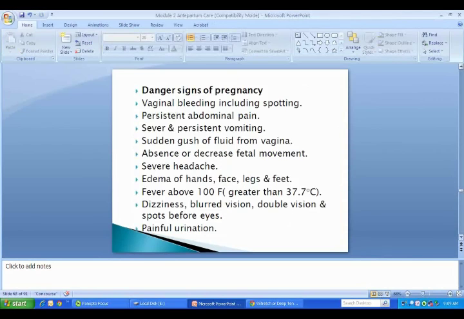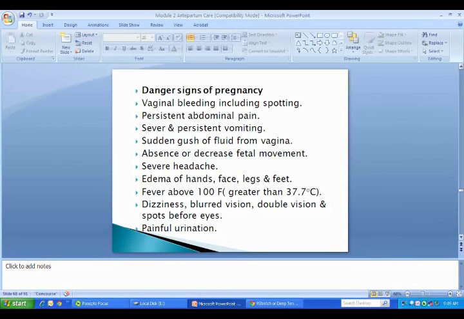Danger signs in pregnancy: vaginal bleeding, including spotting, especially in early pregnancy, because we're worried about ectopic pregnancy. Vaginal bleeding later might be a sign of an impending preterm labor. Could be placenta previa. It could be placenta abruptio, and those are all discussed in pregnancy complications, another lecture.